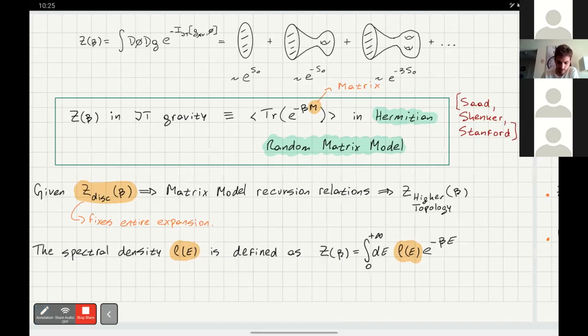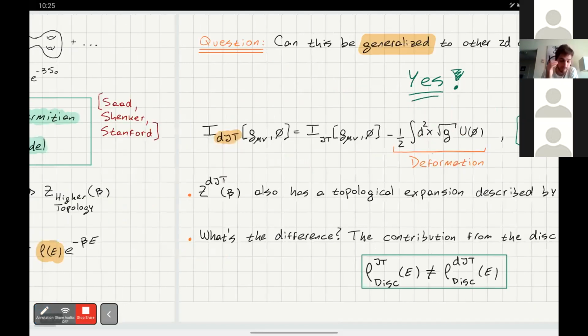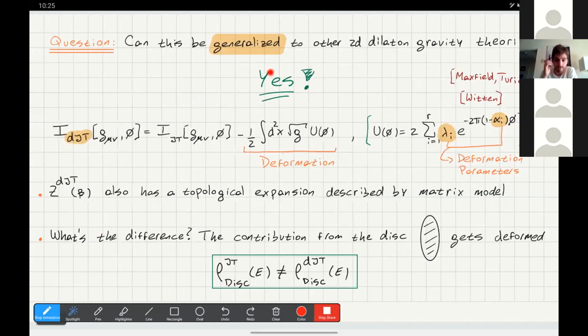Good. So this is a very interesting theory, and the natural question is, can this be generalized? Can we generalize this to other two-dimensional dilaton gravity theories? And the answer is yes. This goes back to the papers I was referring to by Maxfield and Turiaci and by Witten earlier this year.